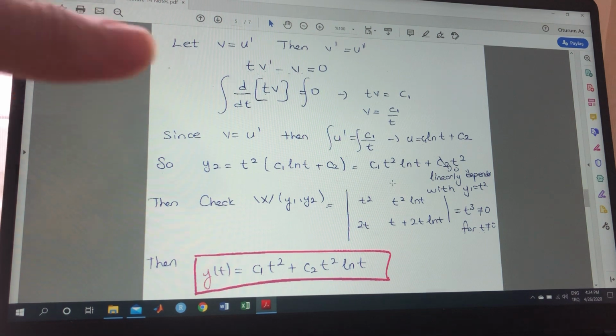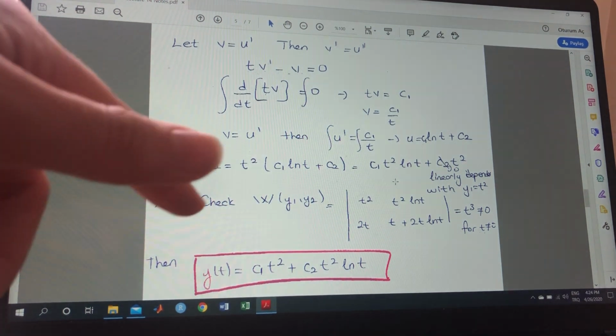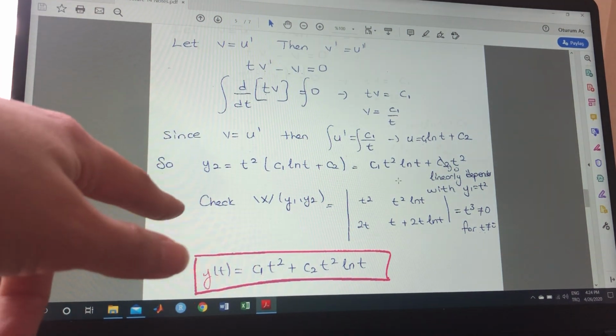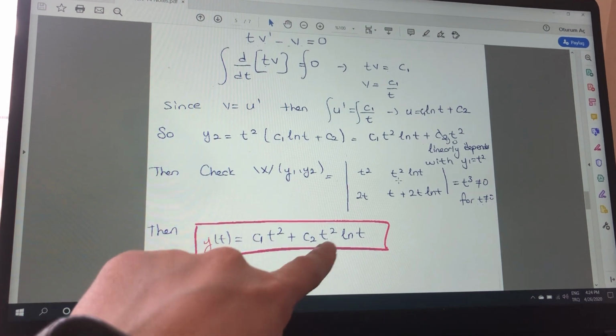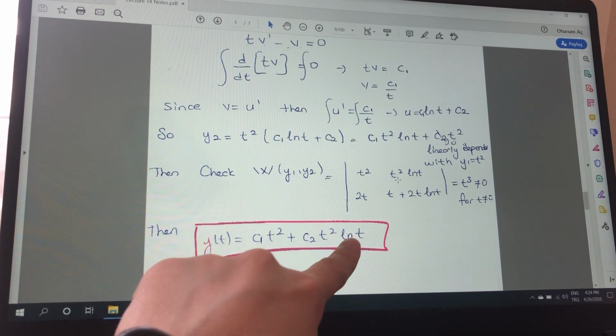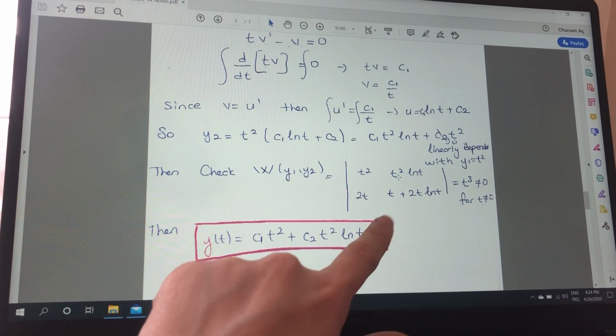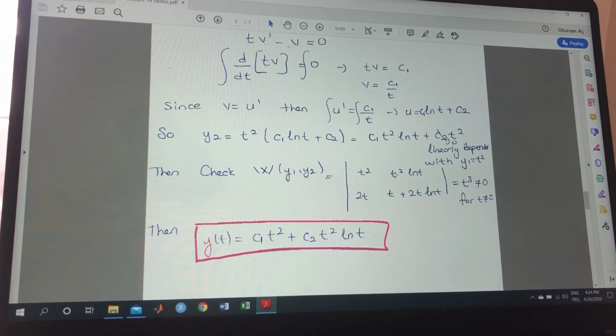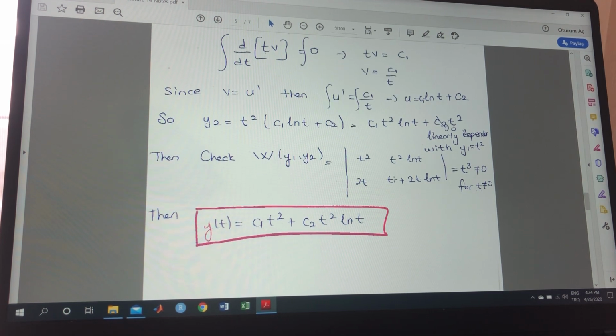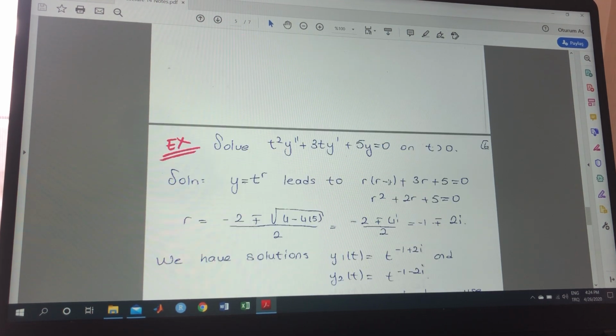So remember that for the constant coefficients differential equations, if we have real repeated roots, if one of them was e to the rt, the other one was t times e to the rt. In this one, if one of them is t to the r, the other one is t to the r times ln t. So instead of t, it's ln t coming as a coefficient for the second solution.